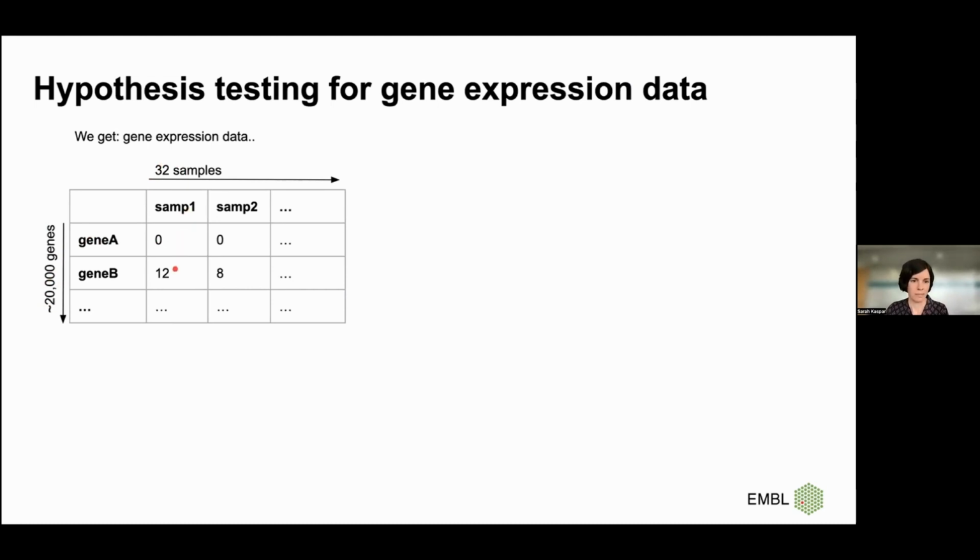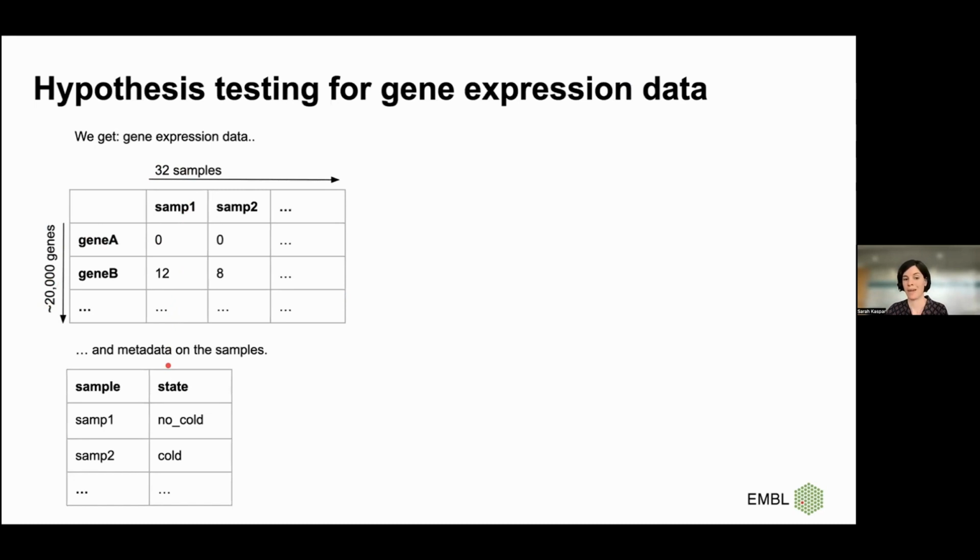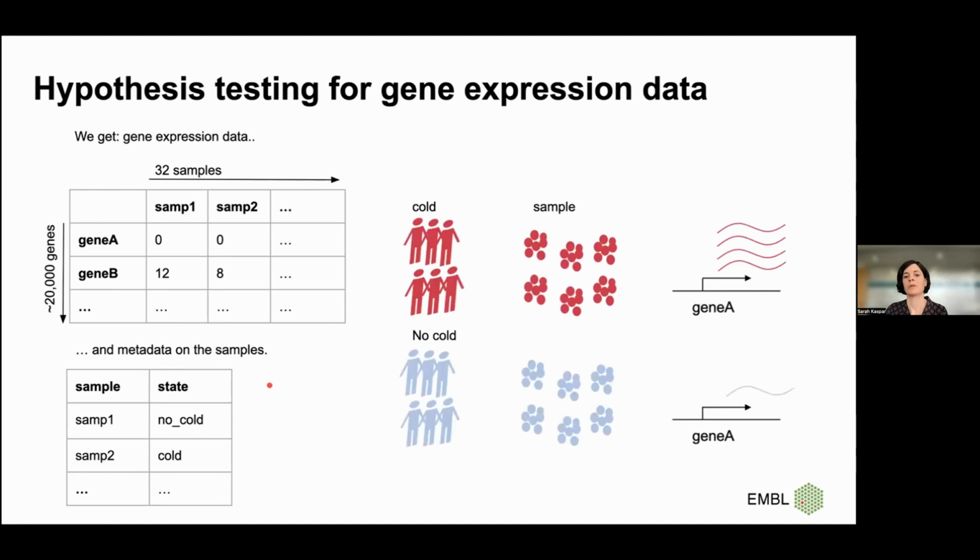So we have this count table, and we have also some metadata that's telling us for each sample, for example, whether it belonged to an individual that got a cold or not. What we want to do is go through the genes, right? And we want to know for a particular gene, whether the expression in the cold group was higher or lower or the same as in the no cold group. And that's the setup.